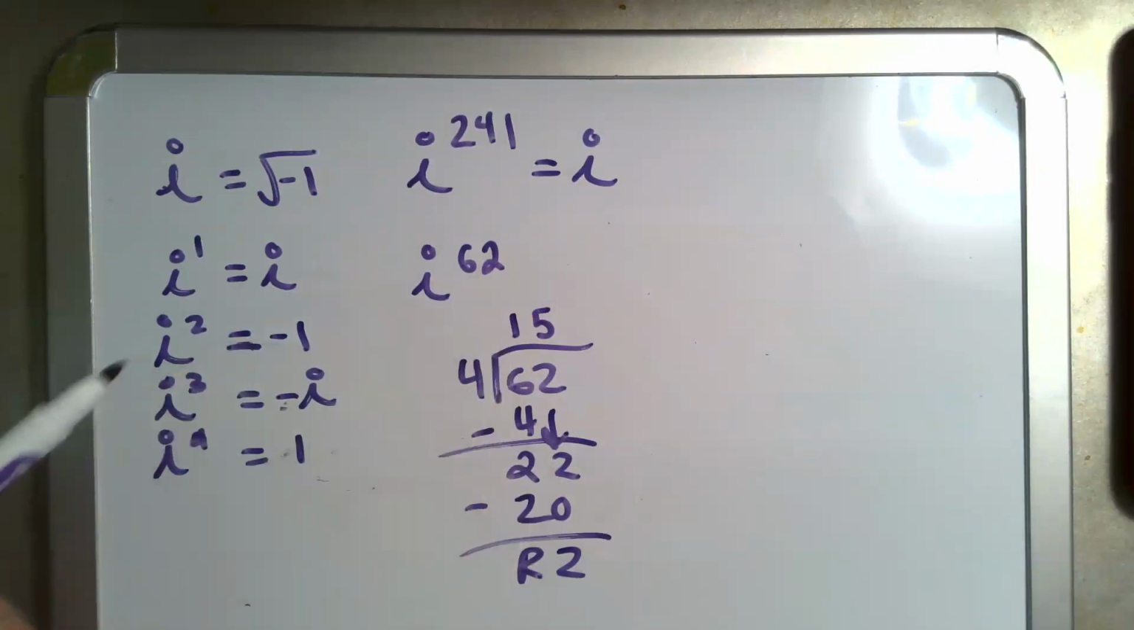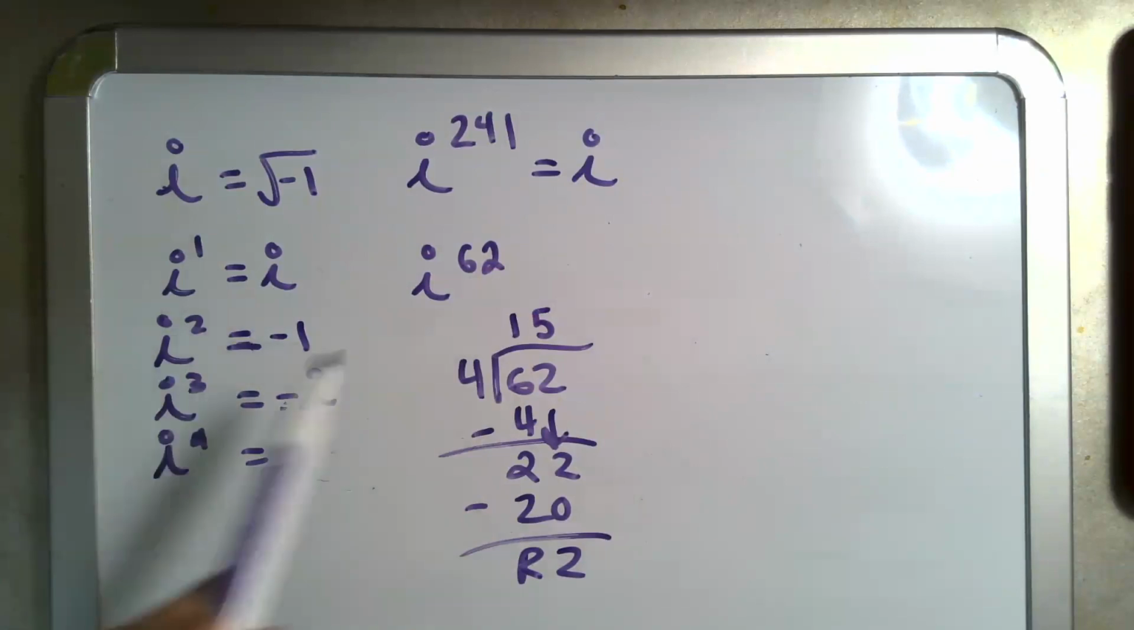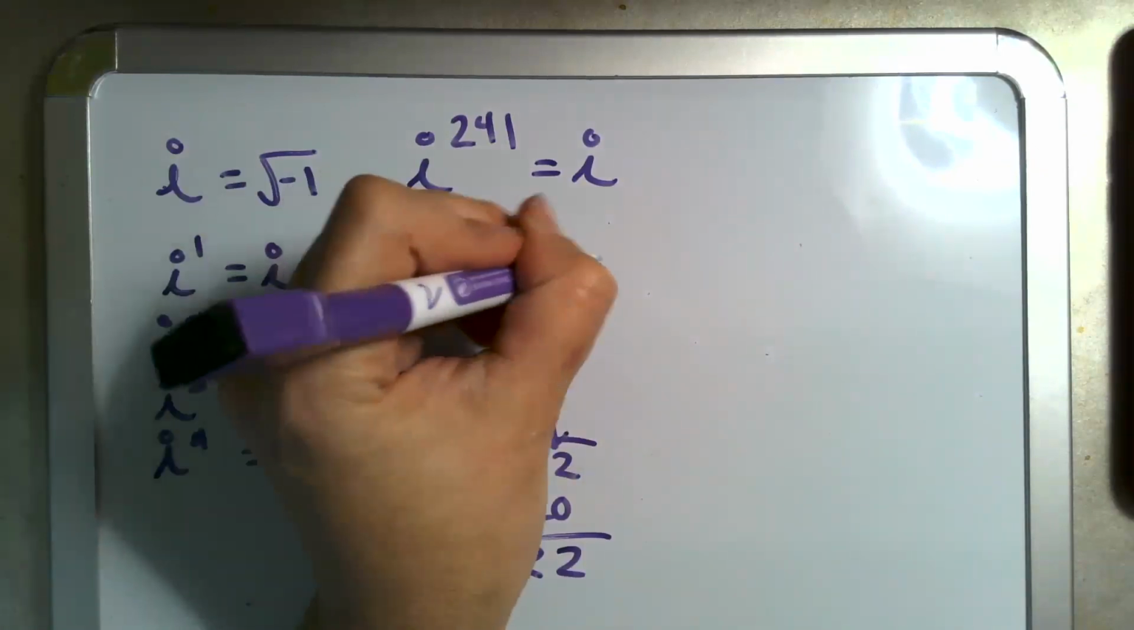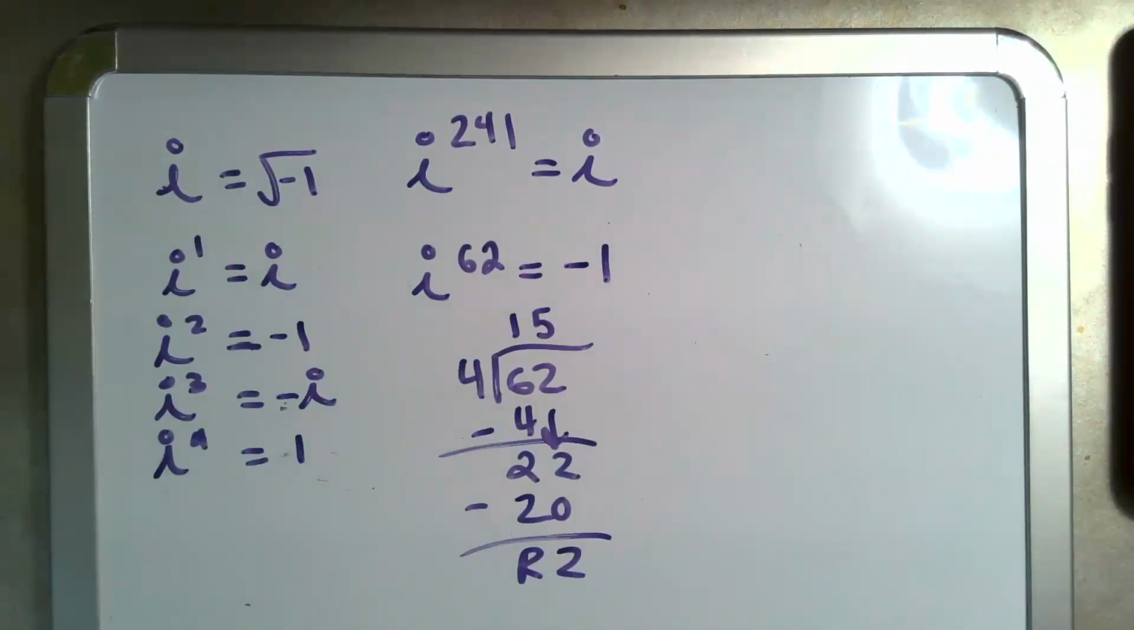So after we do 15 repeats of 4, we have 2 more. So i to the 62nd is i squared, which is -1. And that's how we work with large powers of i.